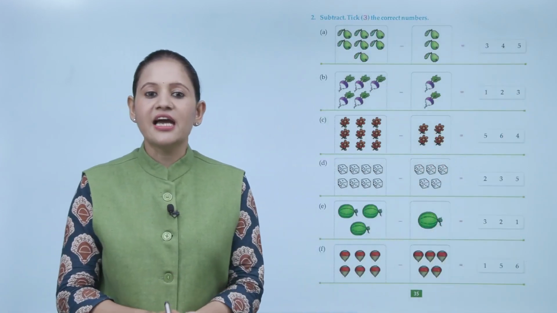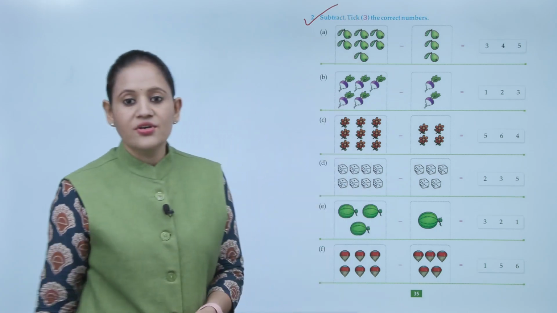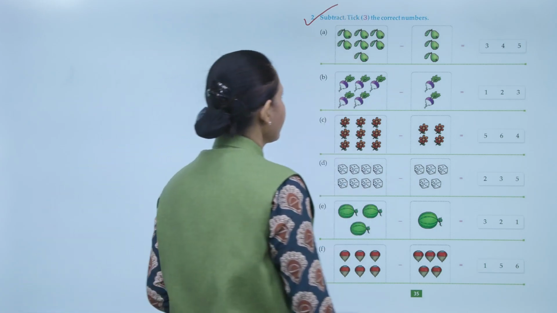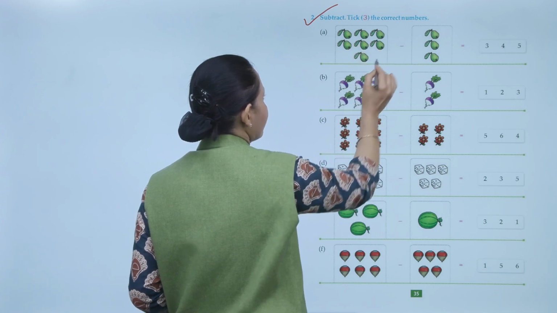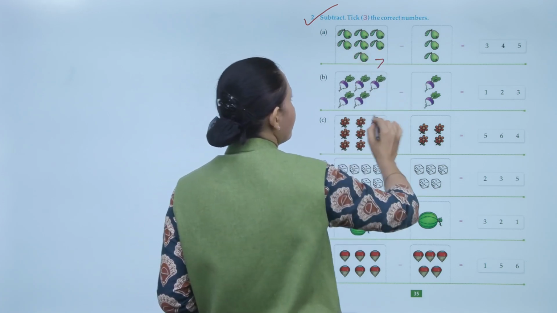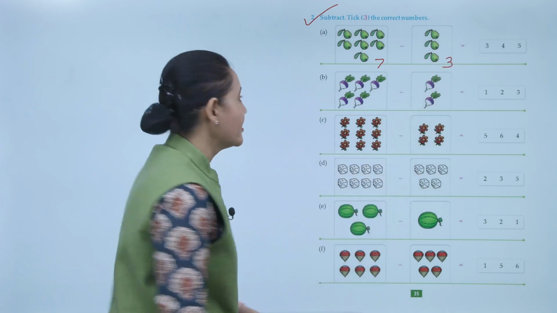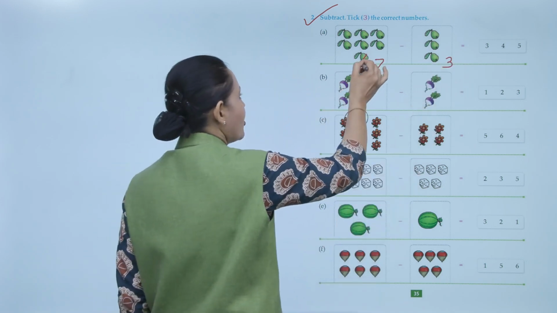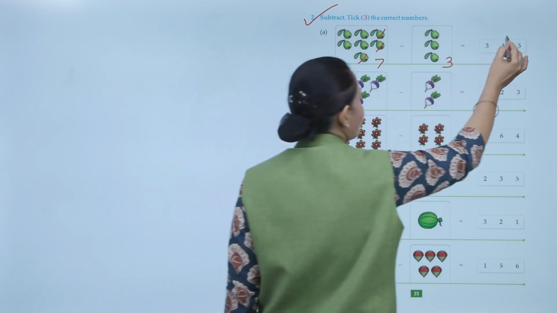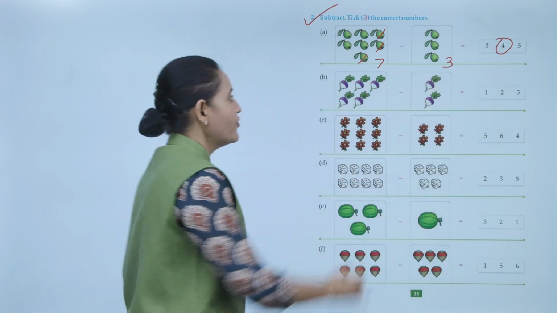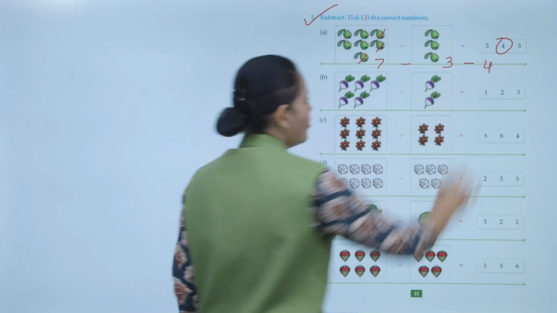Next, subtract and take the correct number. So here 1, 2, 3, 4, 5, 6, 7. 7 minus 3. 7 में से 3 subtract करना है. So total 7 है. So we'll cross 3. So how many left? 1, 2, 3, 4. So right answer क्या हो जाएगा? 4. 7 minus 3, that is equals to 4. Clear?